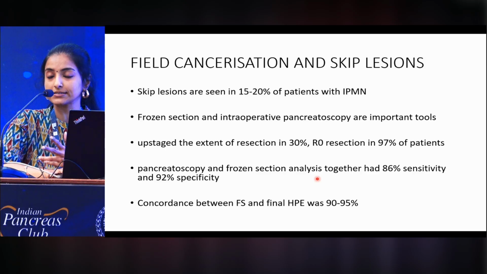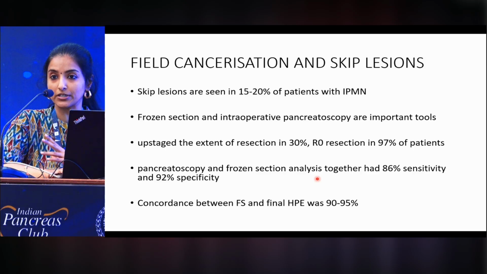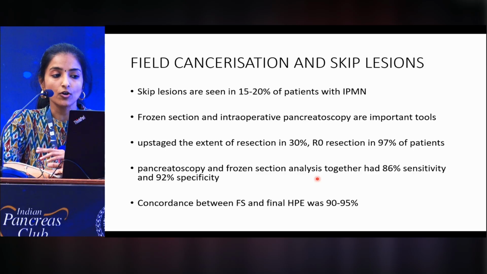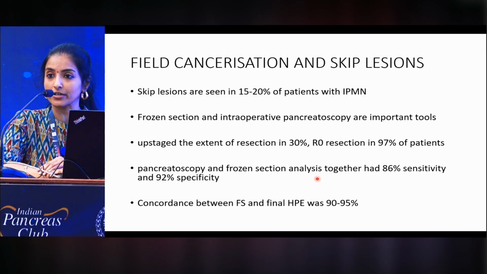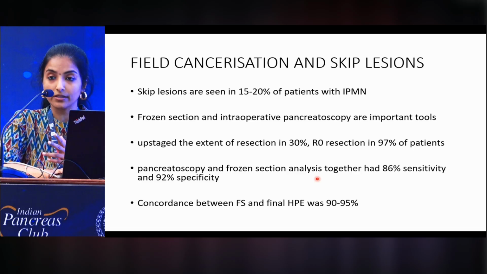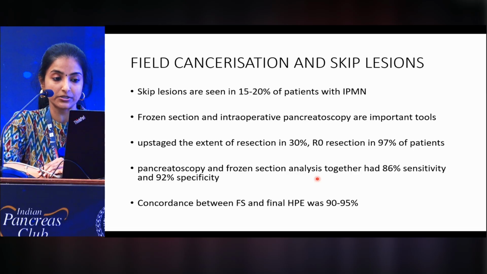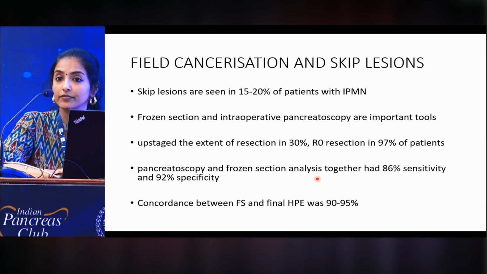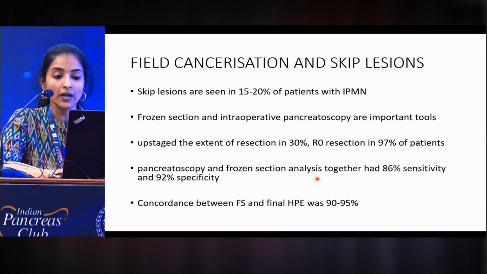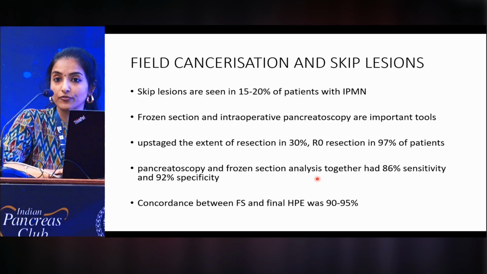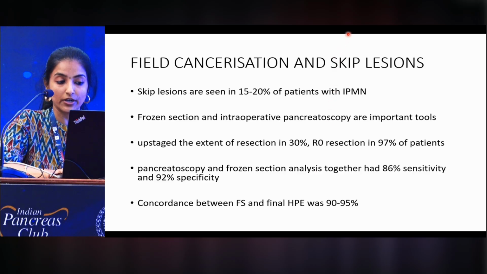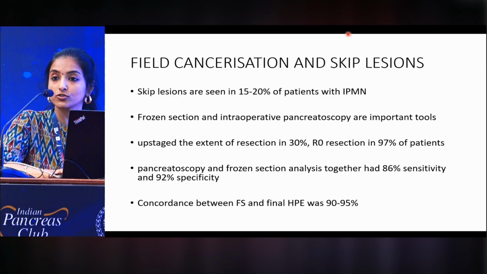The total incidence ranges somewhere between 15 to 20% of the times there can be skip lesions. Frozen section analysis and intraoperative pancreatoscopy remain the two important tools which will help us navigate this. Together, frozen section and pancreatoscopy will upstage the extent of resection in about 30% of the patients, and this will help us achieve R0 resection in 97%. Together they come up to a sensitivity of 86% and a specificity of 92%, and the concordance between frozen section and the final histopathology is also somewhere between 90 to 95%.